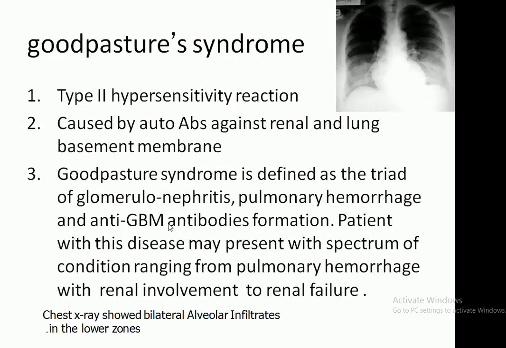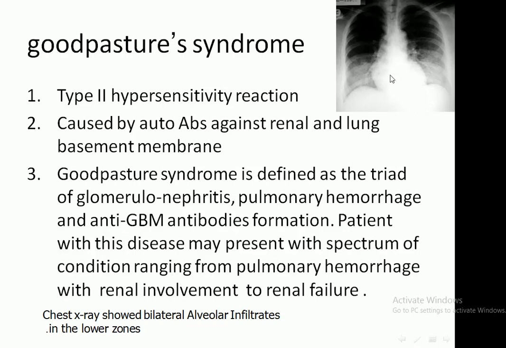Here are some examples of autoimmune disease. Goodpasture syndrome is a type 2 hypersensitivity reaction. This is the mechanism of immune pathogenesis: it is caused by autoantibodies against the renal and lung basement membrane, so it is called a syndrome because it involves the kidney and the lung. Goodpasture syndrome is identified as a triad of glomerulonephritis, pulmonary hemorrhage, and anti-glomerular basement membrane antibody formation. Patients may present with a spectrum of conditions ranging from pulmonary hemorrhage to renal involvement and renal failure.